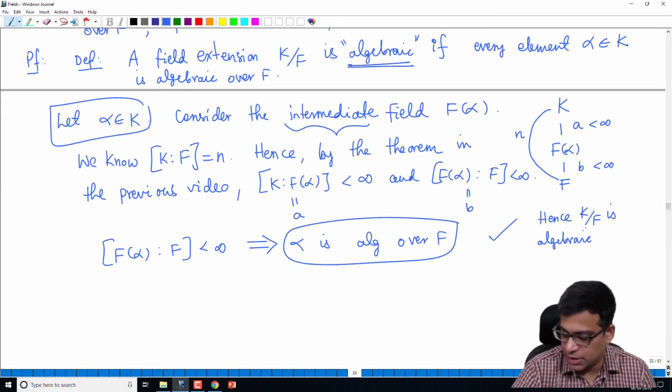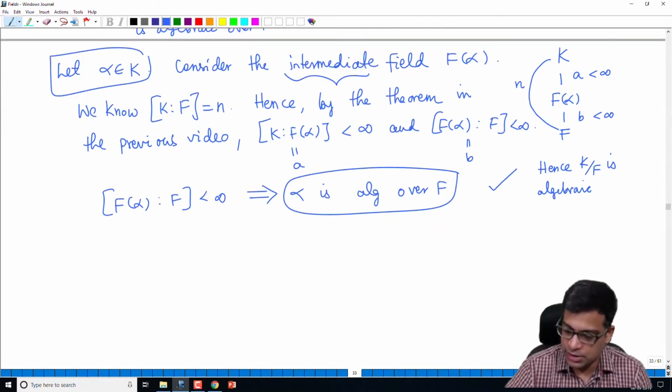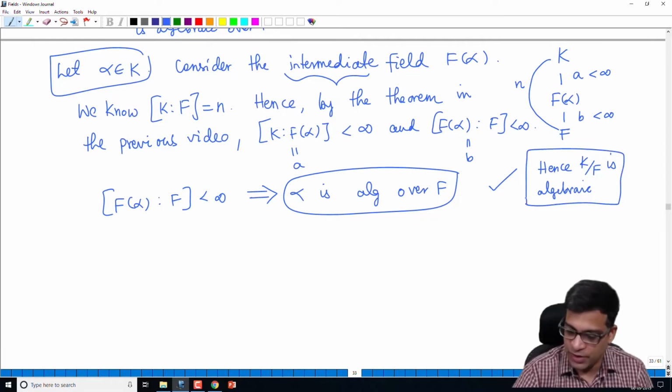What is an algebraic extension, as I wrote here? It means every element is algebraic. I started with an arbitrary element, nothing special about alpha. Alpha is any element and I concluded that it is algebraic over F. So the extension itself is algebraic. So this is the first part.